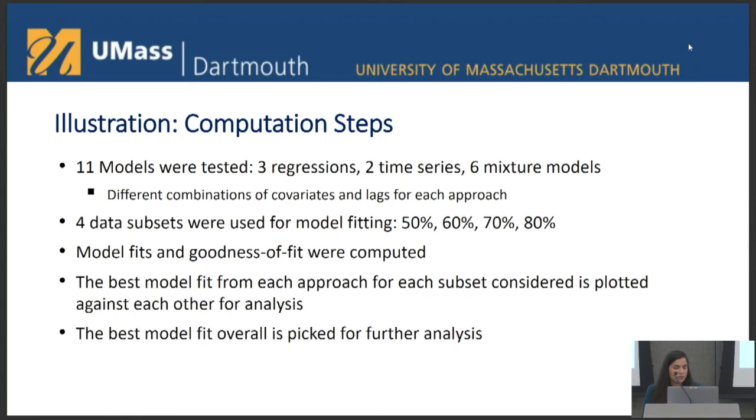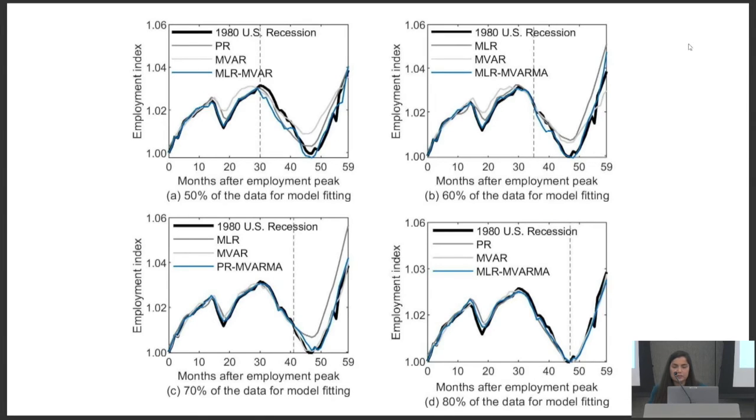So I'm using that combination, and also I'm using 4 different subsets of data, considering 50, 60, 70, and 80% of the data, just to demonstrate which model could work best for long-term prediction. And after that, I'm evaluating all those models using goodness of fit measures. And then we're going to see some plots to understand better.